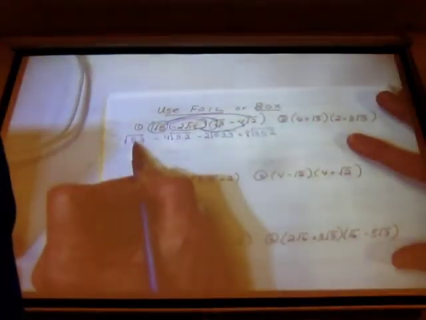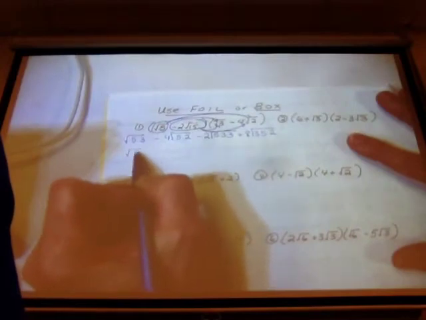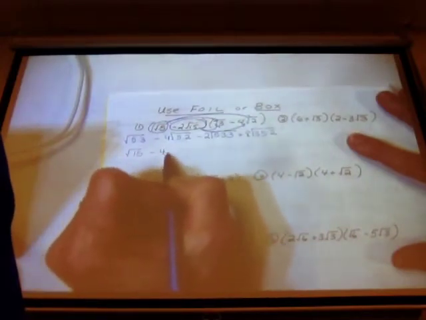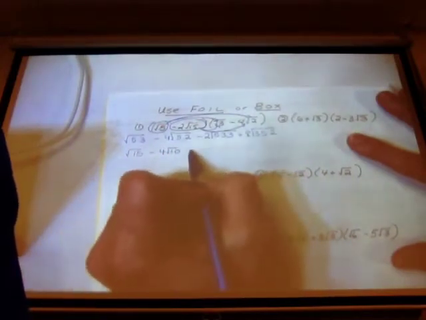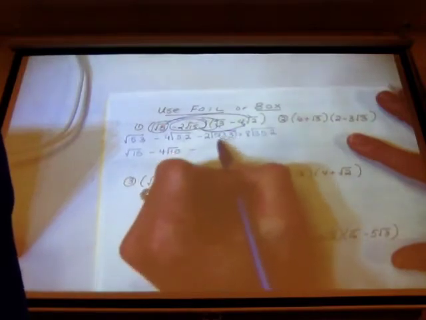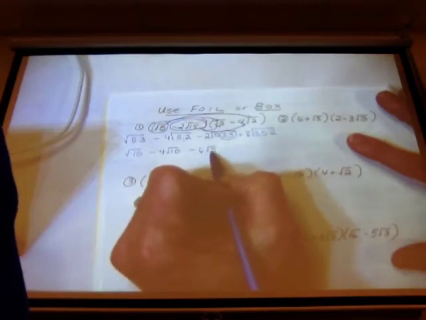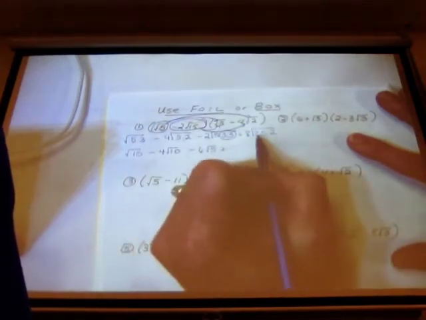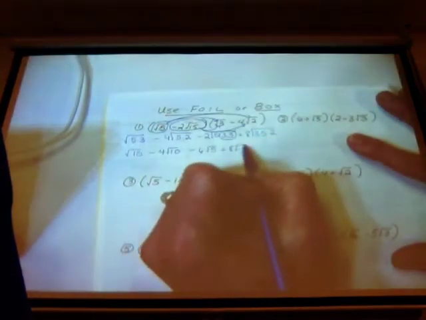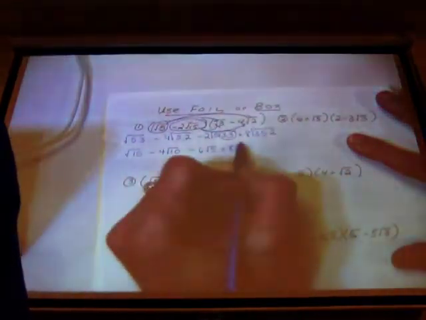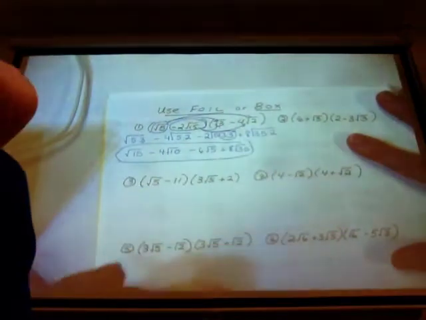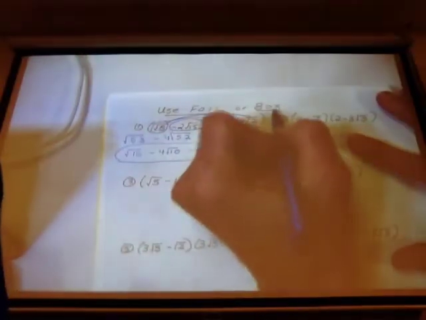Okay, first term, I can't take anything out, so it's radical 15. Second term, can't take anything out. Third term, I can take out a 3. Multiply with the negative 2, I get a negative 6 radical 5. Last term, can't take anything out, and you get radical 30. Can I combine any of these? No. You are done. Now let's look at the next one, and then I'm going to let you try some.